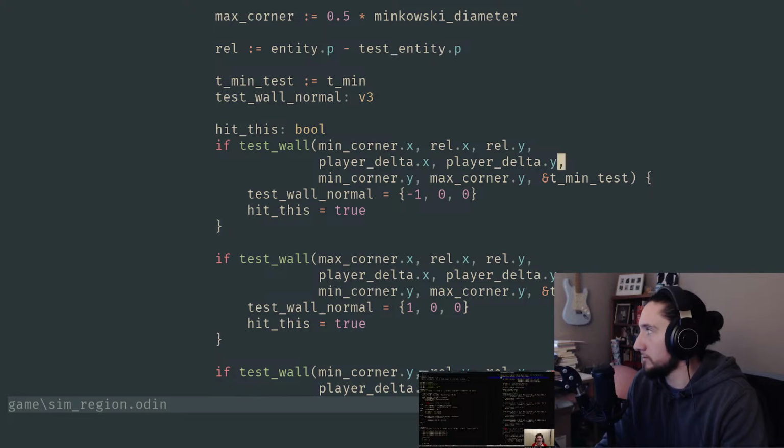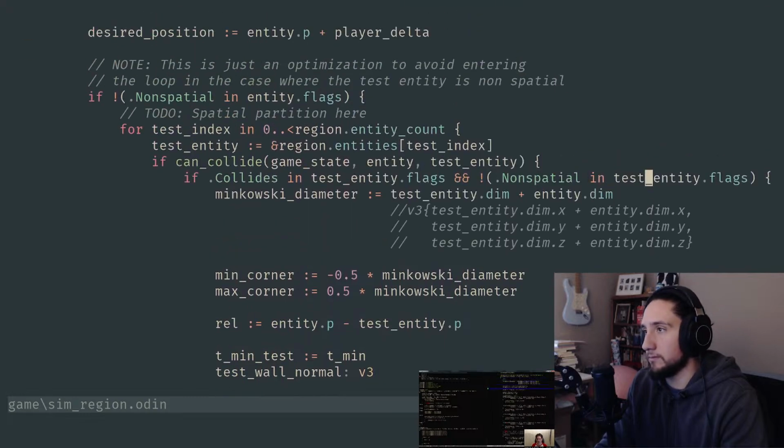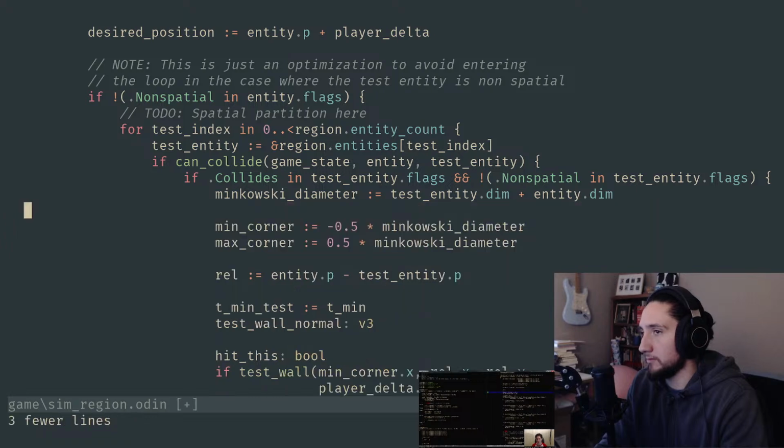when we look at the can collide, the first thing that we do after the testing, maybe we'll still leave that Minkowski diameter and the min-max corner thing in there, but right after we do that, we'll do some check to see whether the entities overlap in Z, and if they don't overlap in Z, then we simply aren't going to test them at all.